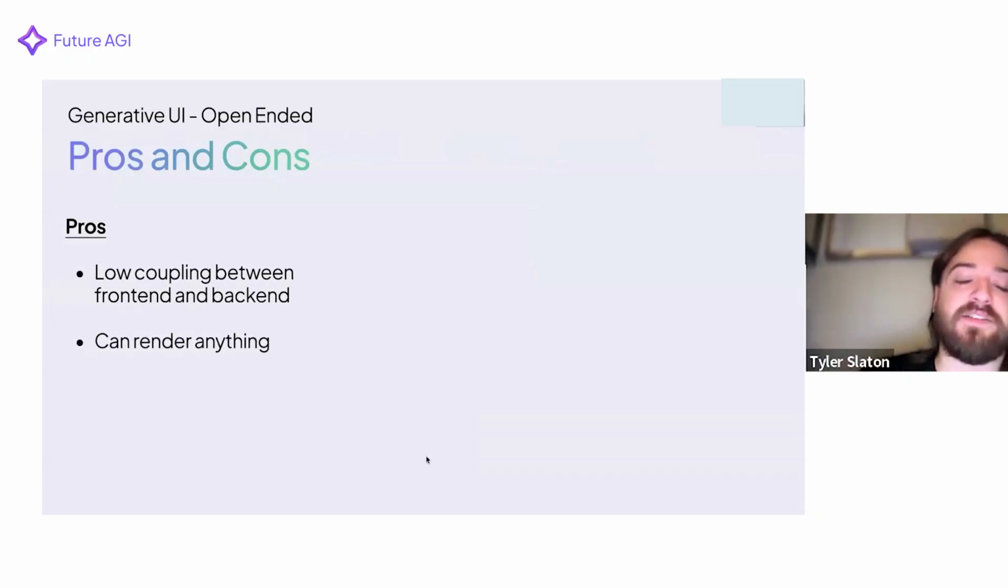So there are some pros and cons to this. The pros, great. Now we have low coupling between the front and the back end. The agent could just emit some UI that we render in our chat or in our interface, and we can truly render anything now. That anything can be fully generated by an LLM, something like V0, or it could be something that's partially generated, that's static, but it's still sent through an iframe.